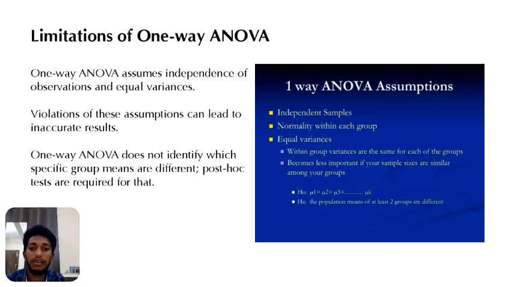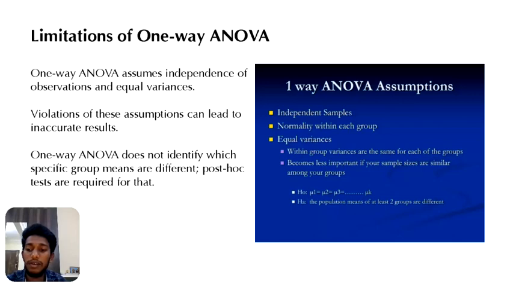Limitations of one-way ANOVA. One-way ANOVA assumes independence of observations and equal variances. Violations of these assumptions can lead to inaccurate results. One-way ANOVA does not identify which specific group means are different. Post hoc tests are required for that.